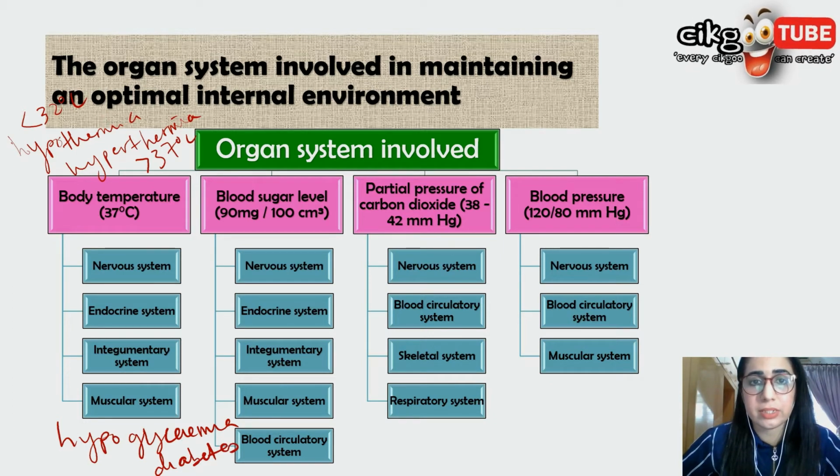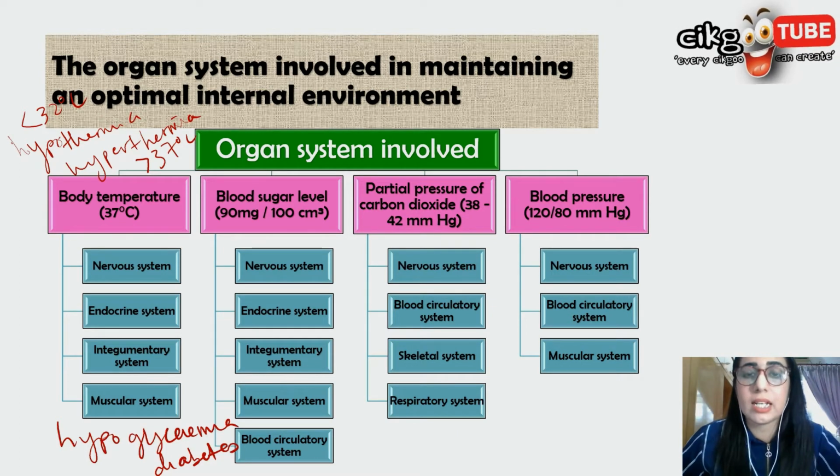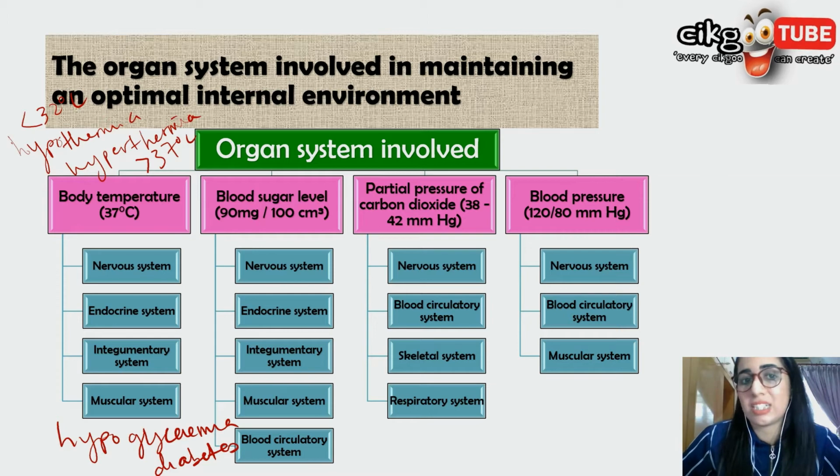Let's look at partial pressure. A high partial pressure of carbon dioxide, meaning more carbon dioxide, causes respiratory acidosis, which is low blood pH. The blood becomes acidic. A low partial pressure of carbon dioxide causes respiratory alkalosis, which is high blood pH, meaning it is more alkaline. This is not good either, so that's why we have to maintain the partial pressure of carbon dioxide.